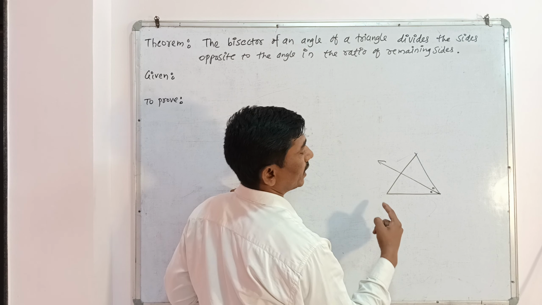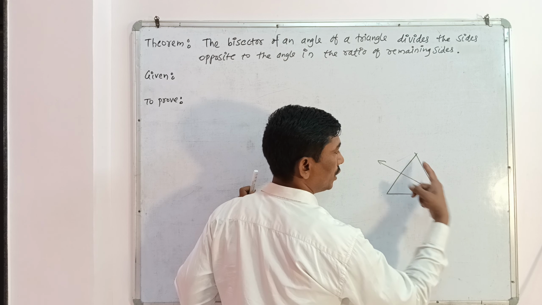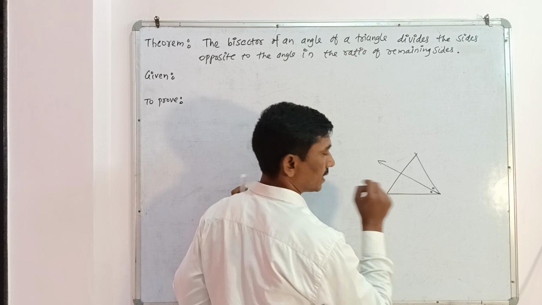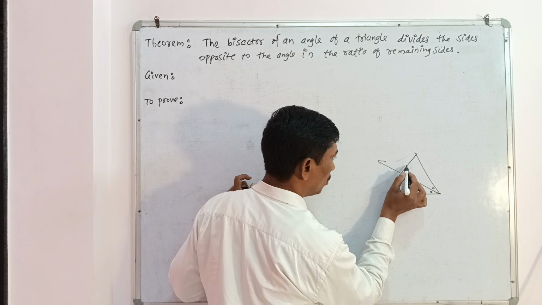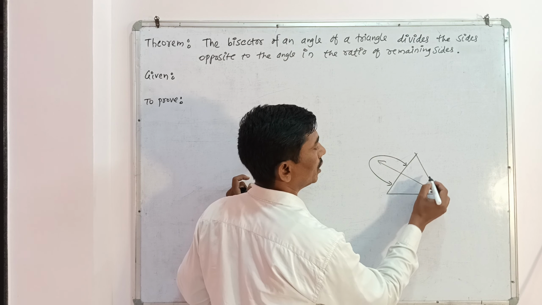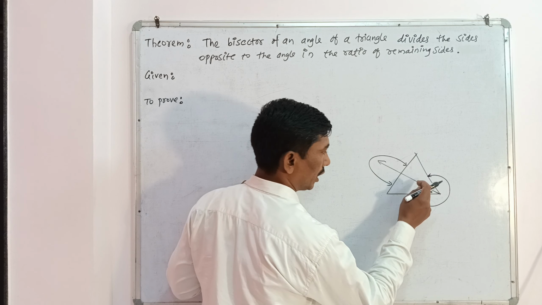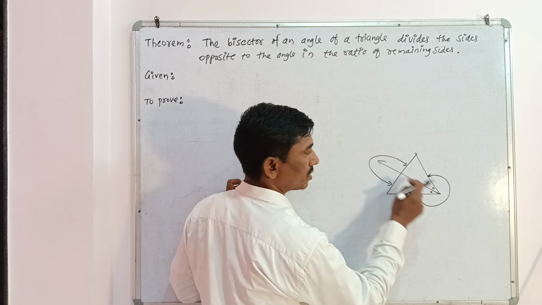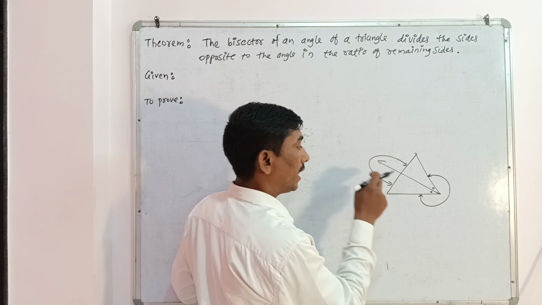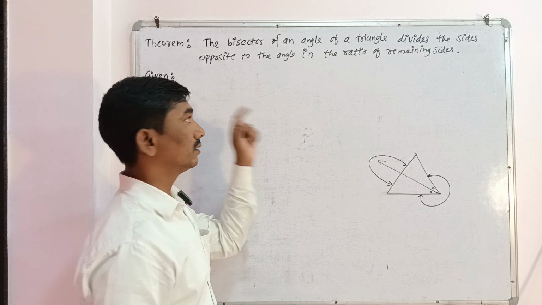So the statement says the bisector of an angle of a triangle divides the side opposite to the angle in the ratio of the remaining sides. It means the ratio of the two segments into which the side is divided by the bisector comes equal to the ratio of the remaining two sides of the triangle. This is what the statement is saying.